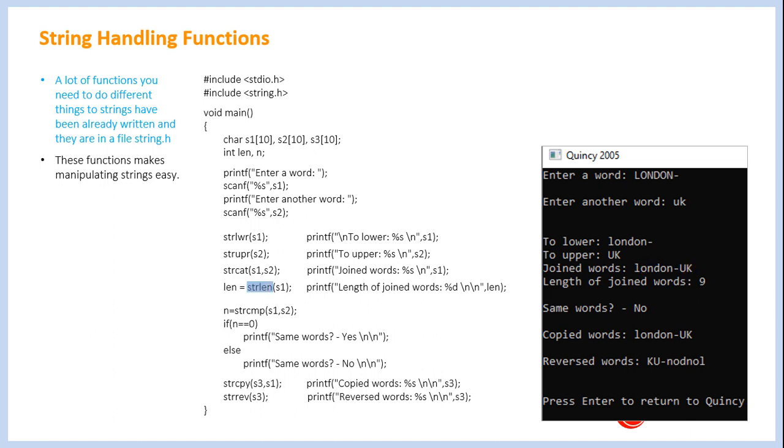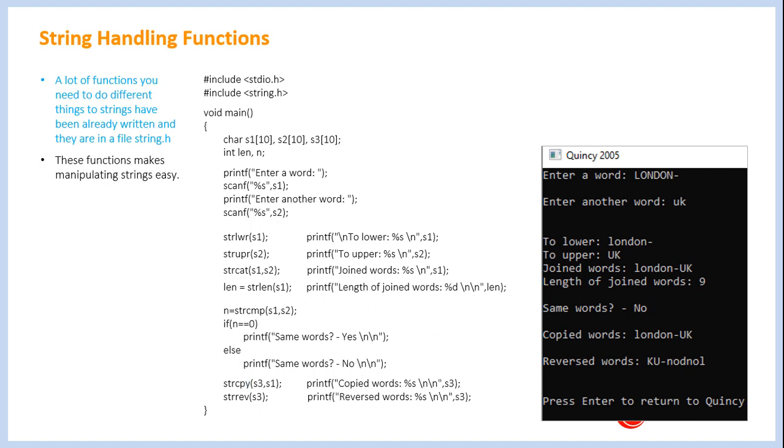This is the function which finds the length of a string, that is, how many characters are in a word. S1 contains the word London, UK. Hence, when we printf length, we get this. This is the function which compares two words. If two words are the same, it returns 0, otherwise some other number. Since the words are not the same here, we get this.